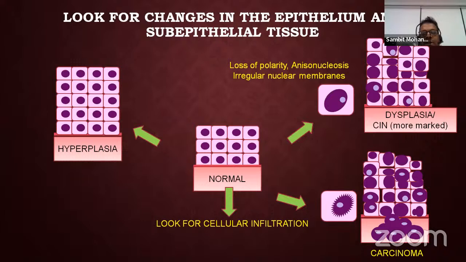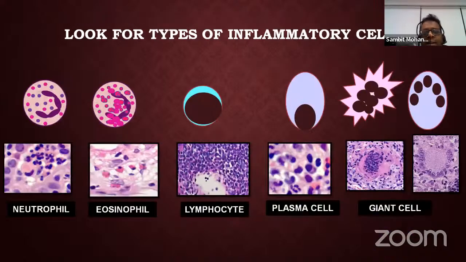So that is basically anisonucleosis, which can be supported by anisokaryosis, where there are differences in the chromatin texture. Then when the cells try to get out of the basement membrane, that becomes a malignancy or a carcinoma. Then you look for the inflammatory cells. Is it neutrophils, eosinophils, lymphocytes, plasma cells, or multinucleated giant cells?